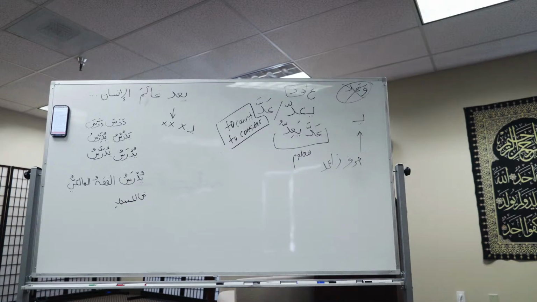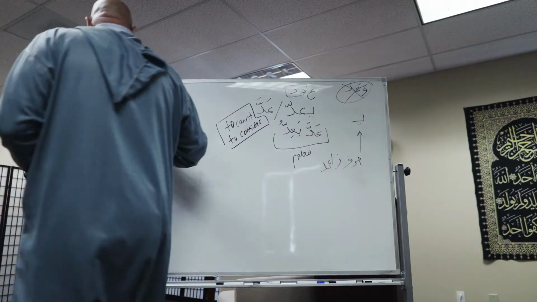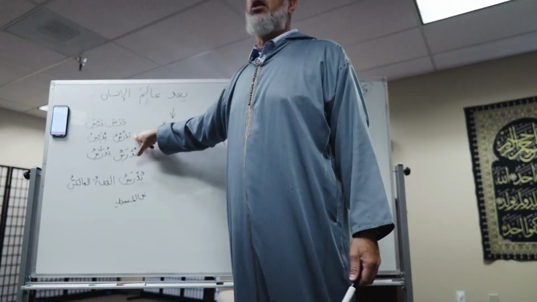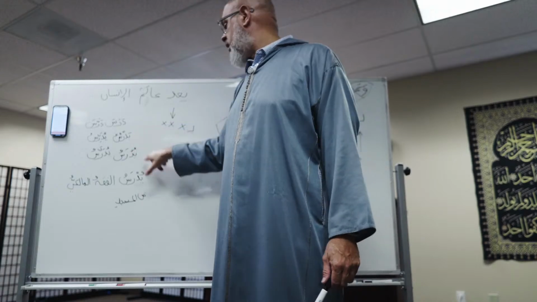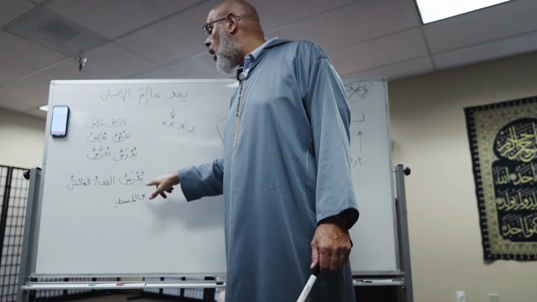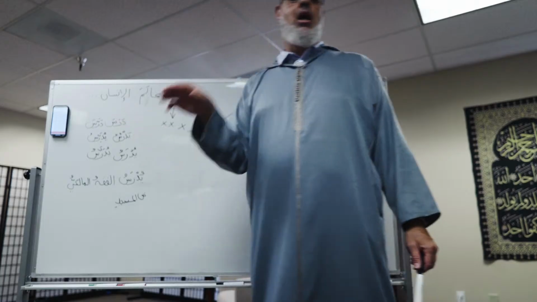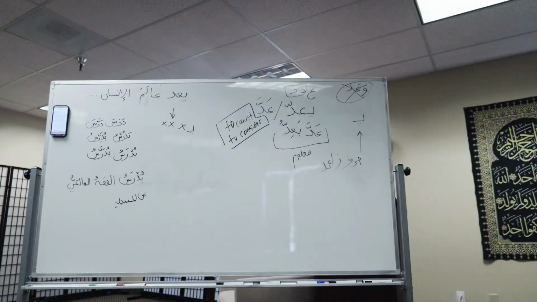See, the difference is, if I say yadrusu, I got to know who's doing it. If I say yadrusu al-fiqha al-malikiyyah fil masjid, he studies Maliki fiqh in the masjid, I kind of need to know who he is. It's got to be mentioned somewhere else. If we just have that as a statement by itself, you're kind of left incomplete. Grammatically, it's correct, but in terms of meaning, you're like, well, I don't know who is studying, right?